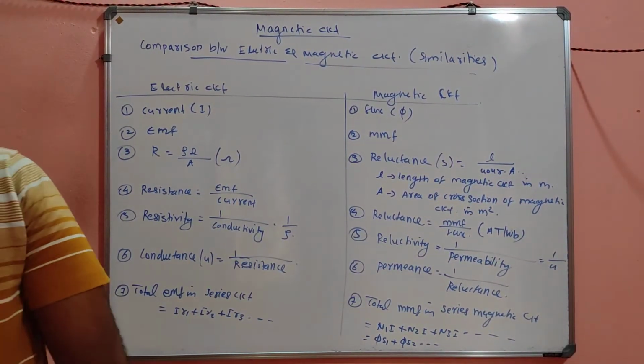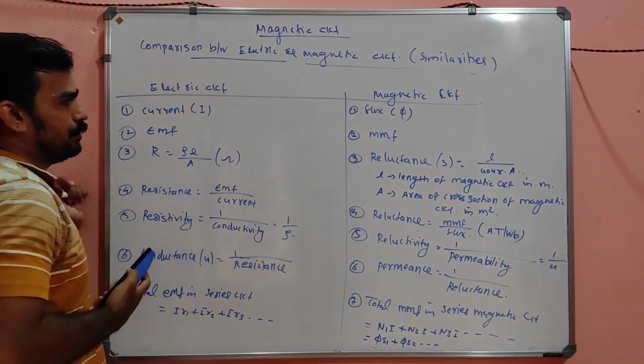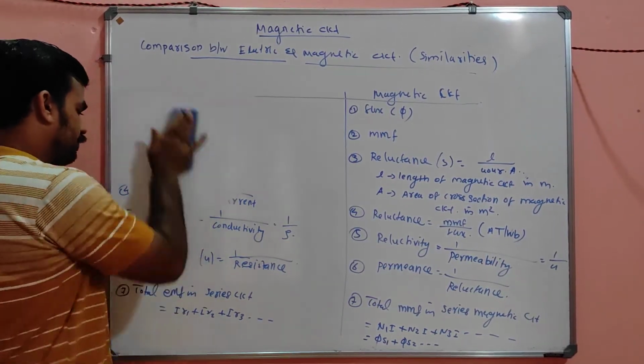So these are the very, very important similarities of electric and magnetic circuits, my dear. So let's go for the dissimilarities.